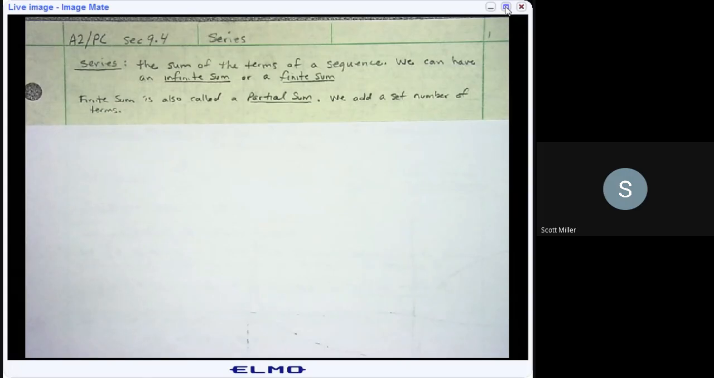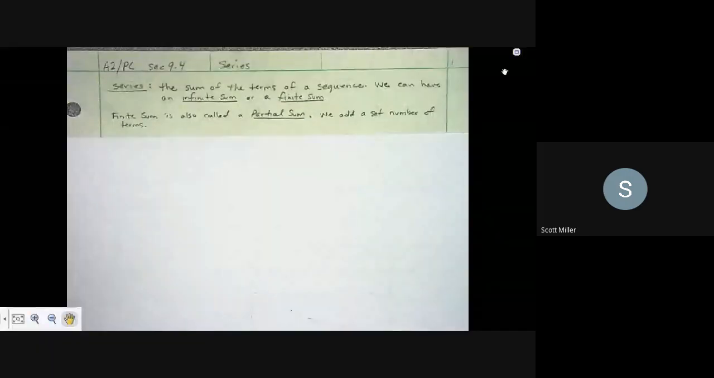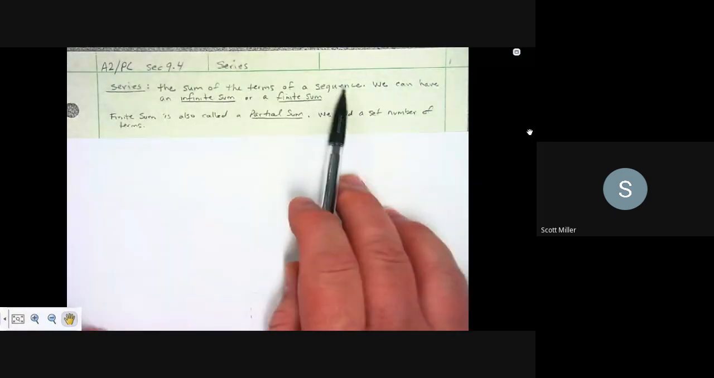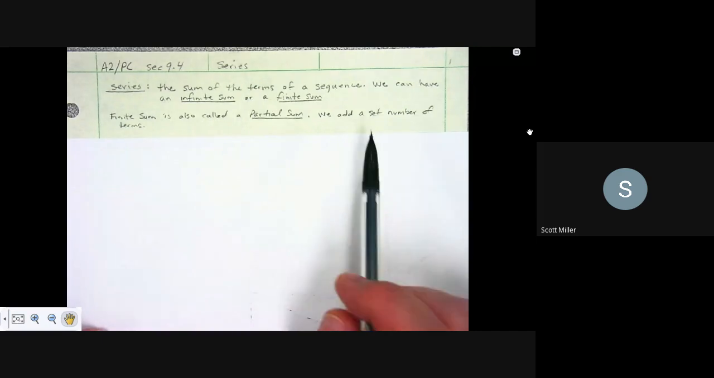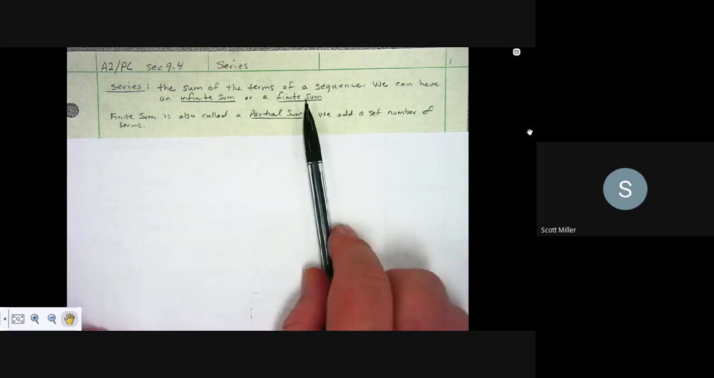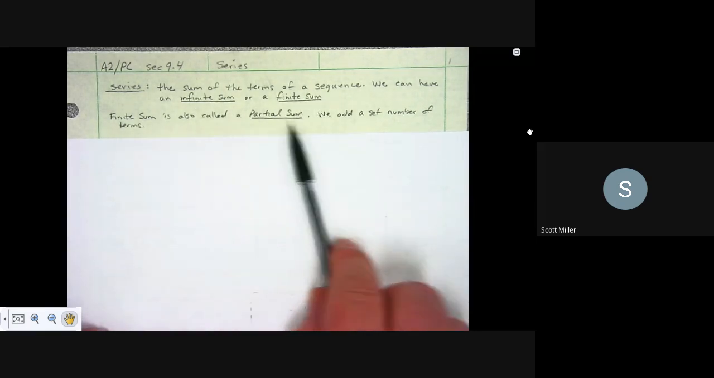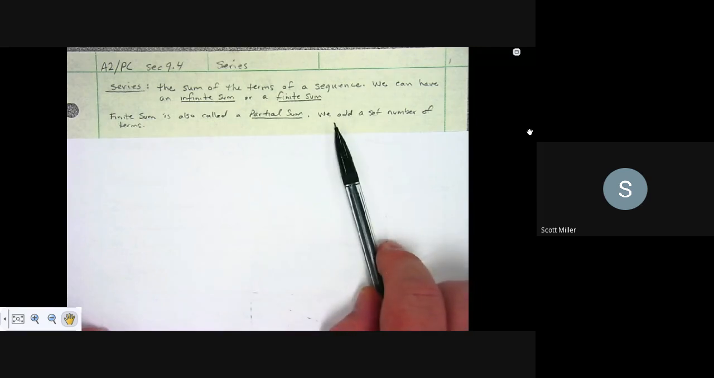Okay, so today we're going to look at section 9.4, series. So what is a series? A series is the sum of the terms of a sequence. So if we take a sequence and we add up all the terms of the sequence, that's called a series. You can have an infinite sum or a finite sum. A finite sum is also sometimes called a partial sum when we add up a set number of terms.